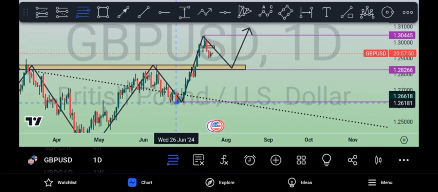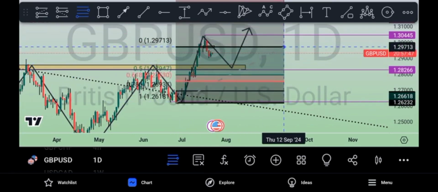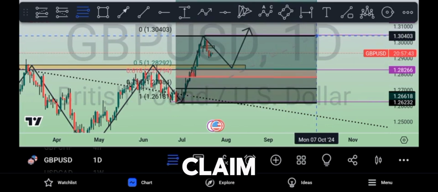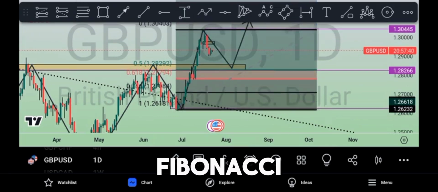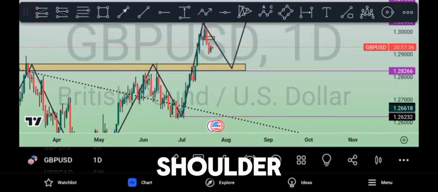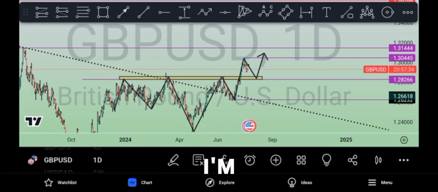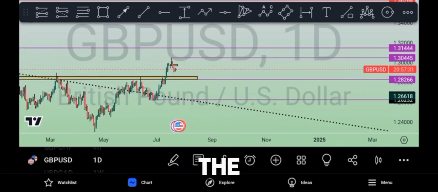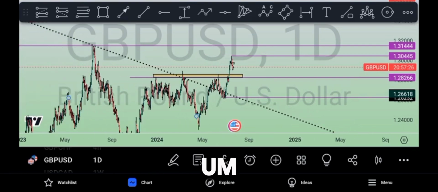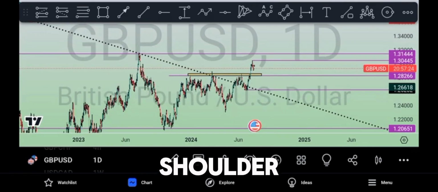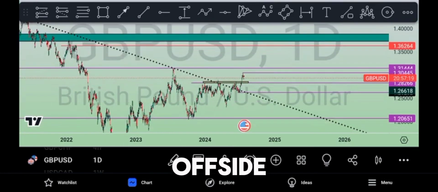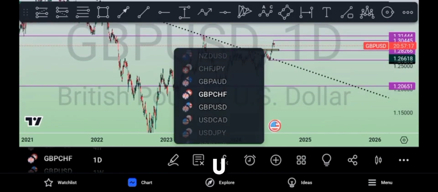To back up our claim, we can see that the Fibonacci is also lining up with the neckline of the inverse head and shoulder. So I am expecting GBP USD to retest the neckline of this inverse head and shoulder before it gives us bullish continuations to the upside. Now that is that about GBP USD.